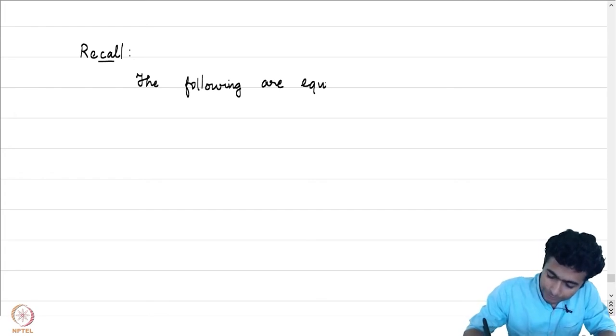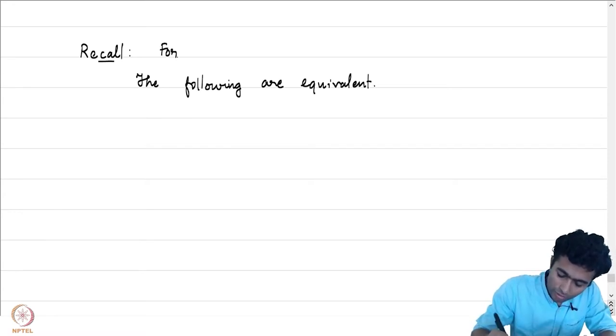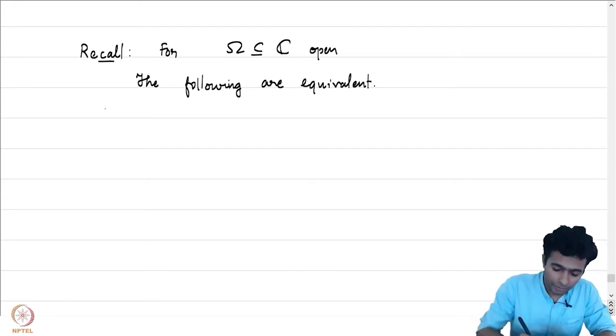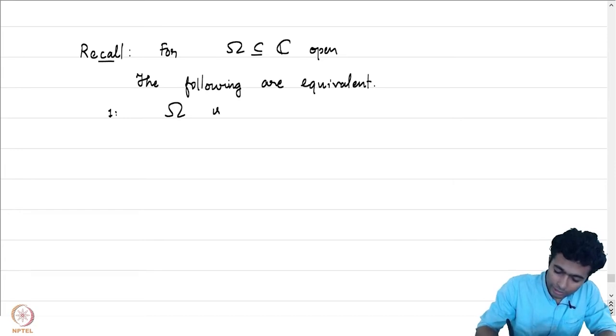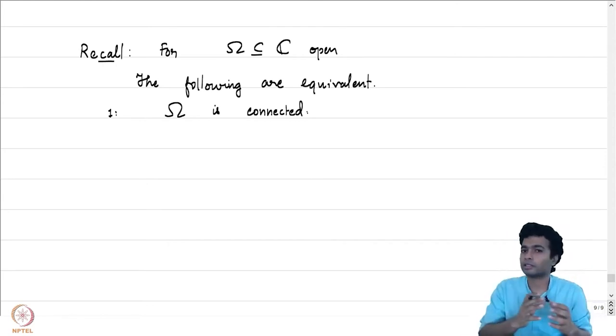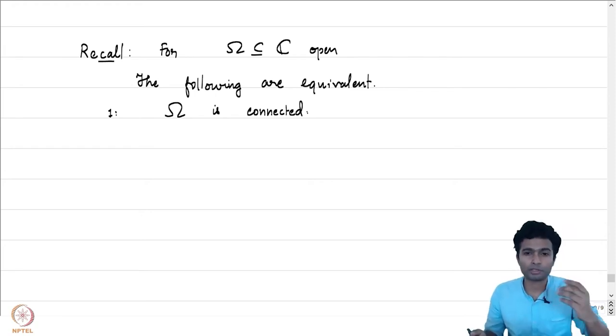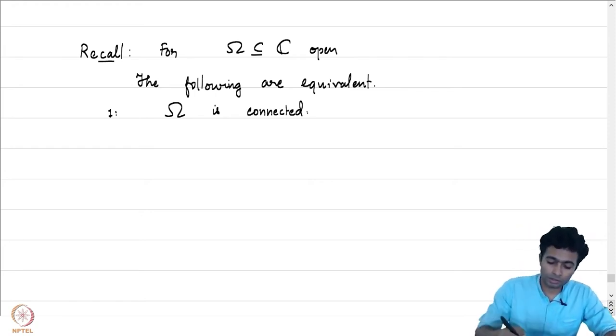What were those? For omega contained in C open, the following are equivalent. What was the first one? Omega is connected. What was the meaning of a subset of C being connected, or rather a subset of a metric space being connected? It means that the set omega does not have a separation. We say that omega has a separation if we can write it as a disjoint union U union V, where U and V are non-empty open subsets of omega. So, we say that omega is connected if it is not having a separation.